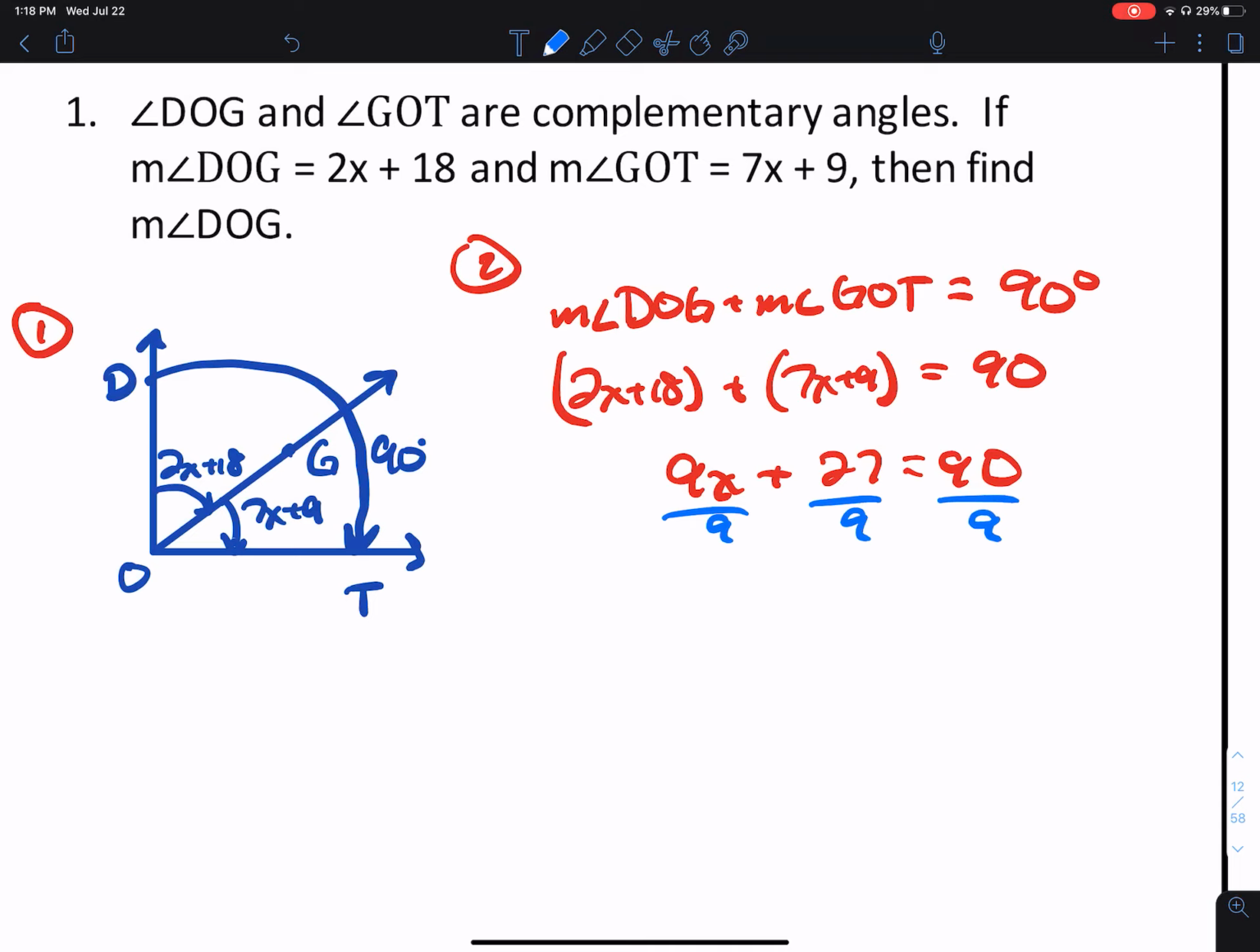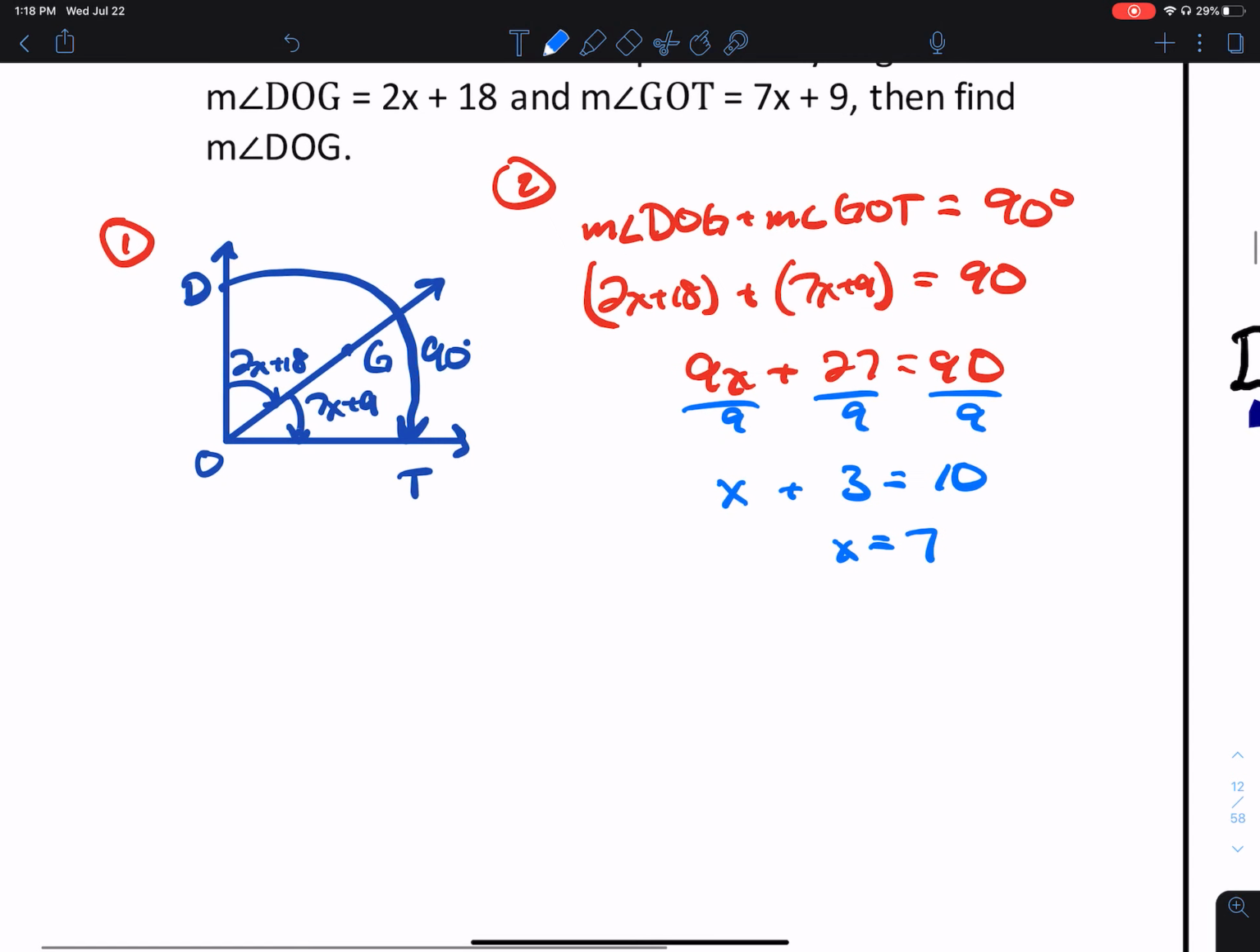If I chose that option, it makes my calculations easier, because 9x divided by 9 is x, 27 divided by 9 is 3, 90 divided by 9 is 10, and I get x is 7. Had you gone the other route and subtracted 27 and divided by 9, you would still get 7. That's the beauty of algebra. If you follow the rules, you can do it lots and lots of different ways.